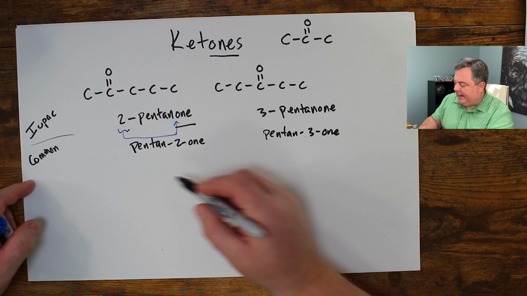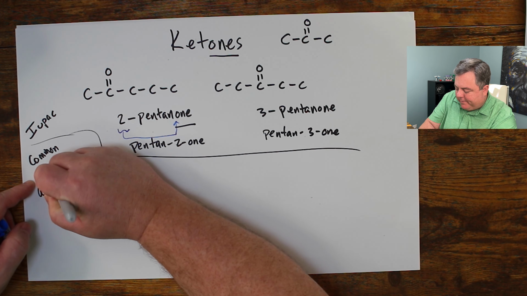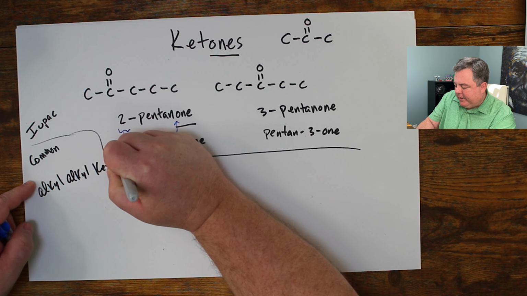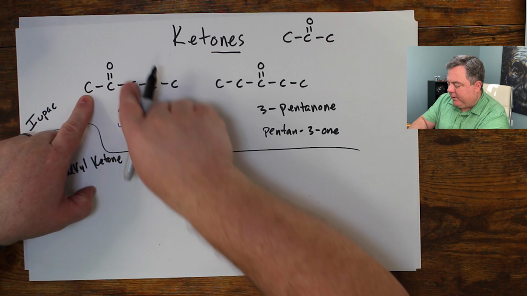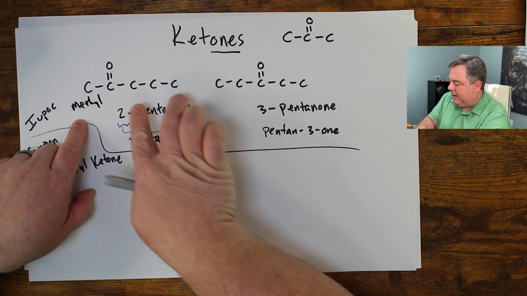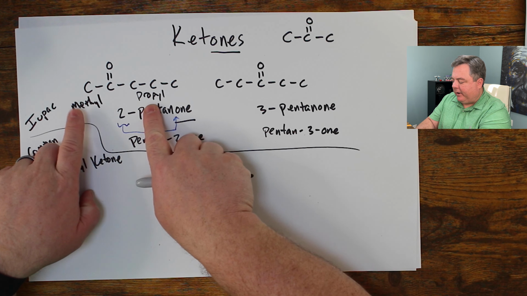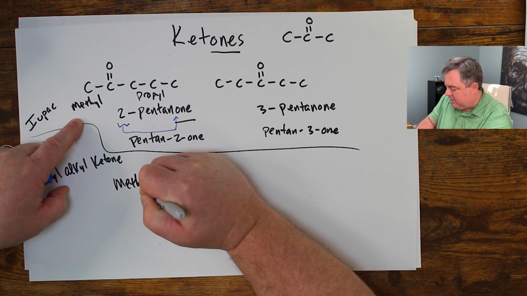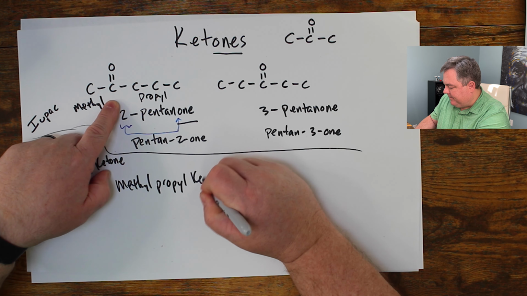Now the common way to name ketones is to put the alkyl group of one side, the alkyl group of the other side, and write the word ketone on the end. So this one up here, on this side of my carbonyl compound, is a methyl group. And on this side, it's a propyl. Then we put those alphabetically, so we would say methyl, propyl, ketone.